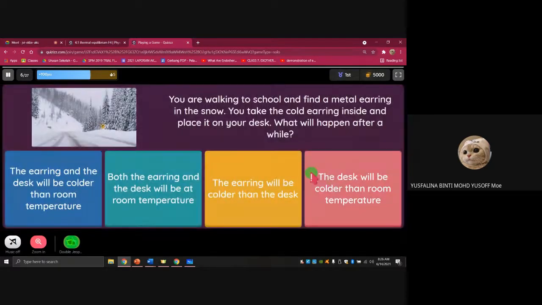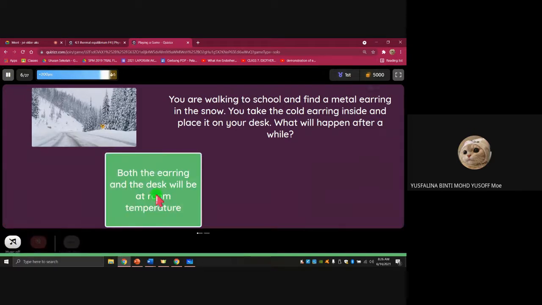Okay, next one. You are walking to the school and find a metal earring in the snow. So you take the cold earring inside and place it on your desk. What will happen after a while? Okay, Janet, what is the answer? I'm sure we didn't have snow here. Janet, second, both the earring and the desk will be at room temperature. Yes, because it reached thermal equilibrium.